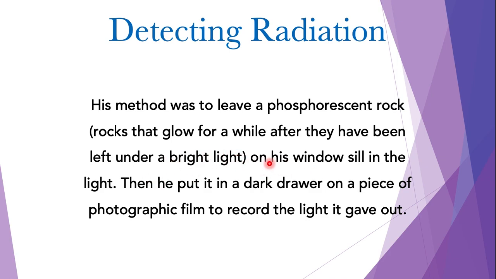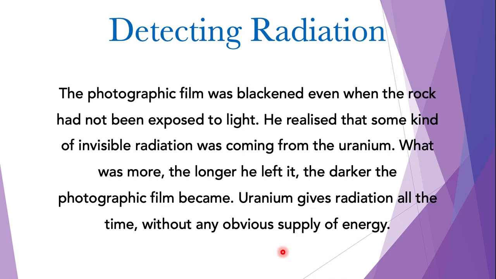So after leaving it on his windowsill in the light, he put it in a dark drawer on a piece of photographic film to record the light it gave out. He suspected that rocks containing uranium might be good for this, giving out light in the dark. But he discovered something even more dramatic. The photographic film was blackened even when the rock had not been exposed to light.